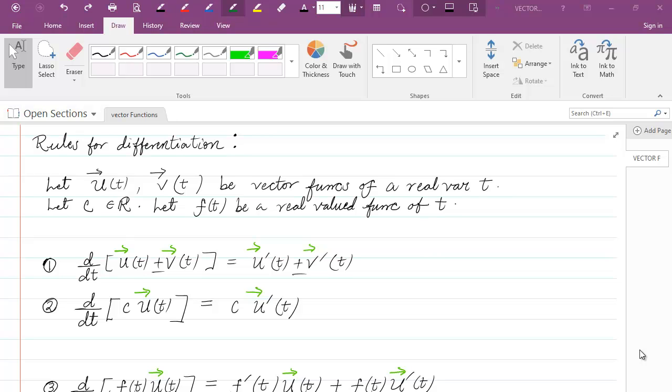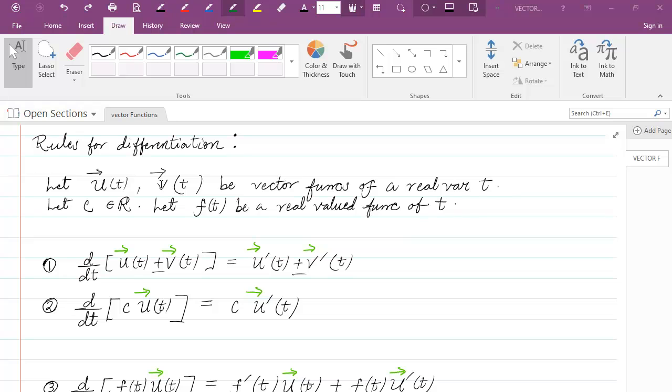So now what I want to do is list out a bunch of rules for differentiation of vector functions. Let u and v be vector functions of a real variable t, so these are vector functions in the same space, and let c be a real number. Let f of t be a real valued function of t. That is, f of t is a scalar function.